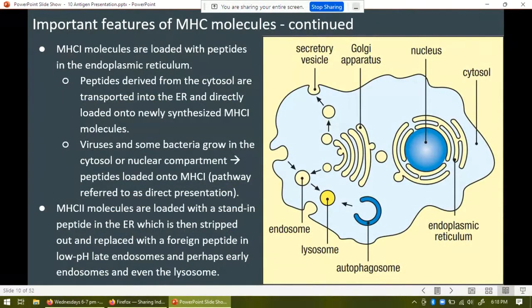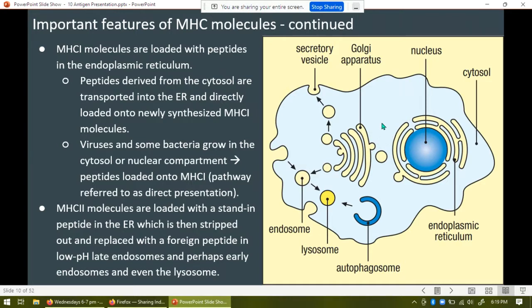And some more important features. MHC1 molecules are loaded with peptides in the ER of the cell, the endoplasmic reticulum. Okay, so peptides derived from the cytosol are actively transported into the ER using ATP, and they are directly loaded onto freshly synthesized MHC1 molecules. MHC1 is actually synthesized across the ER membrane. It's a transmembrane protein, right?